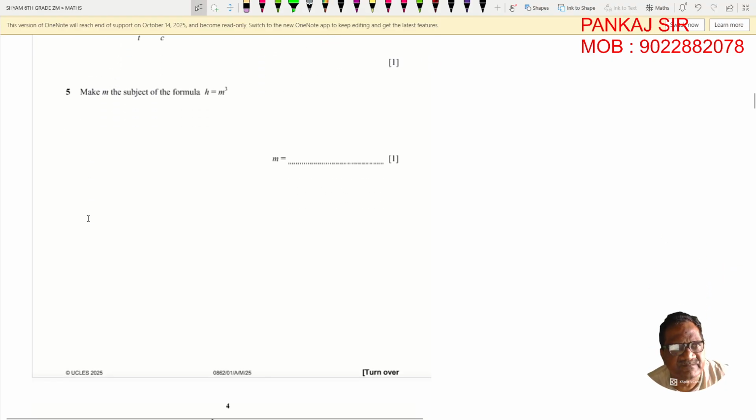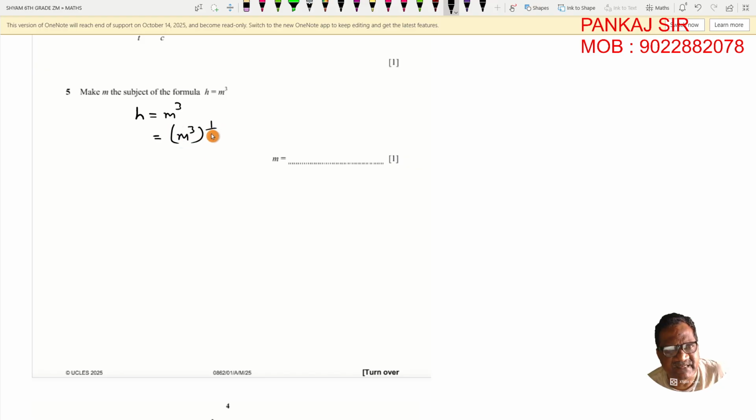Next question. Make M the subject of the formula H equal to M cube. So H is equal to M cube and you have to make M the subject. So you have to isolate M. So what you can do is raise this M cube to 1 by 3. When I do that, this 3 will cancel and I'll get M.